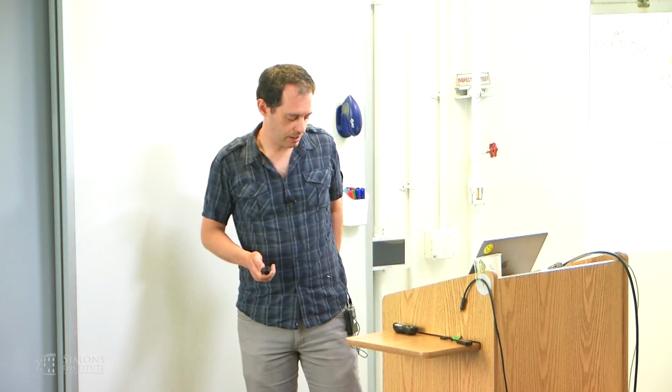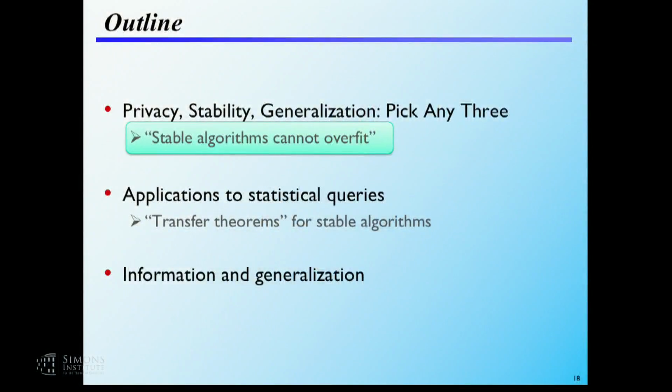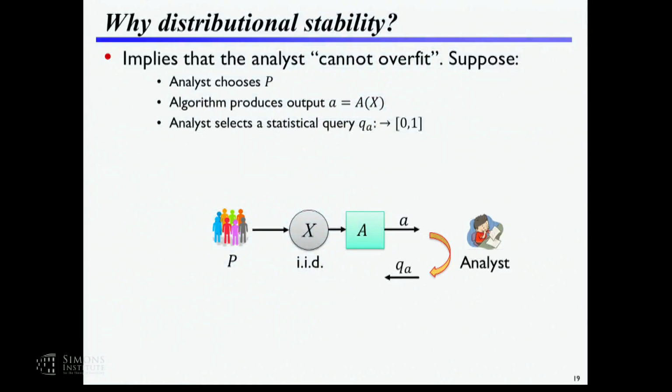So now let me try to formalize this idea that stable algorithms can overfit and give you a sense of how we could use that. The final reason why we want distributional stability, in addition to composition and closure and post-processing, is that in some sense distributional stability gives me protection against overfitting.